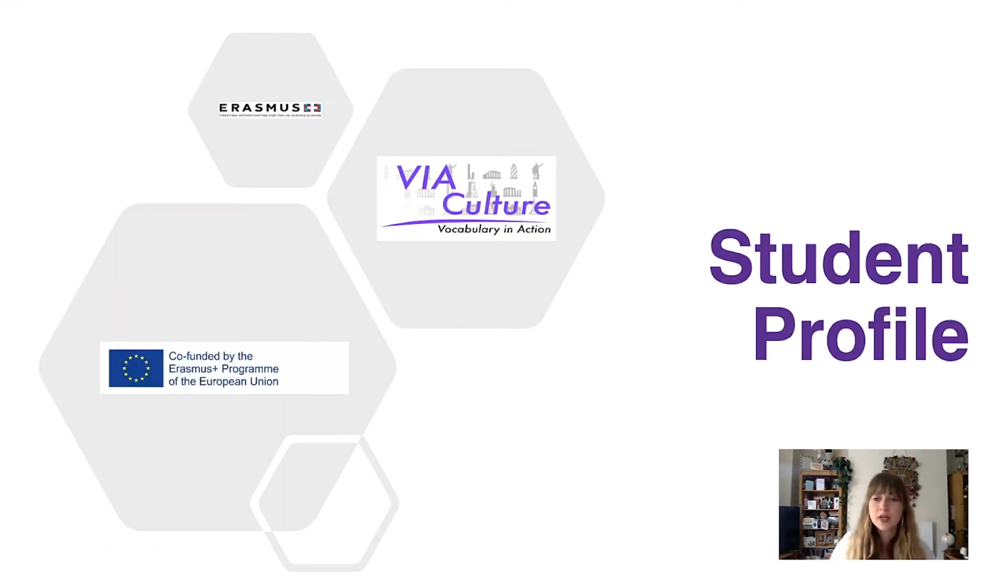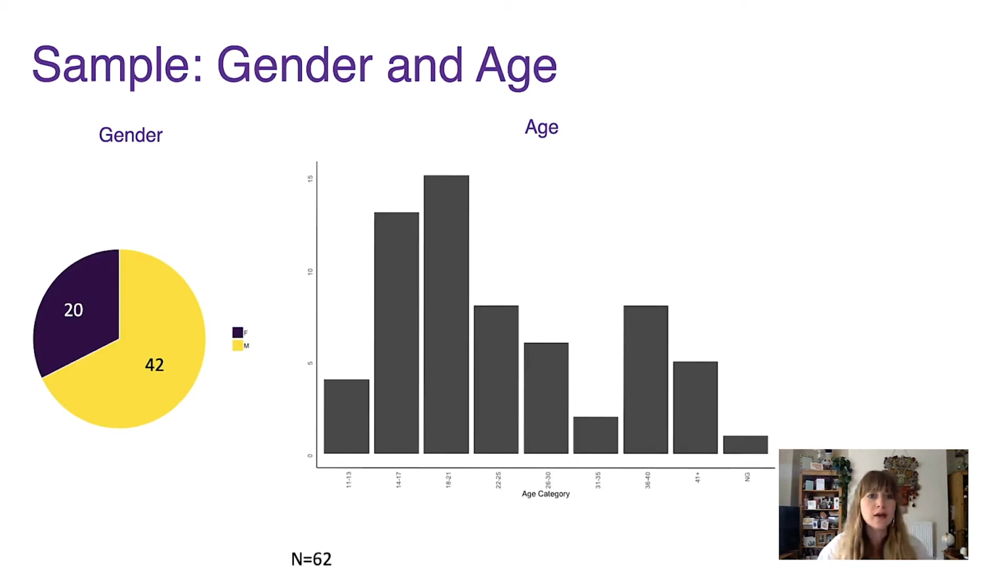So, as I said, we're going to look at information regarding the students themselves. Before any testing, we obtained information regarding their age, gender, religion, country of origin, and language spoken. And we'll just go through this now. Here we've got information regarding the sample as a whole. We had 62 students, 42 of which were male and 20 were female, as you can see on the plot on the left. We also had a real wide range of age categories, as you can see in the plot on the right. Individuals ranging from the 11 to 13 category to the 41 plus category.